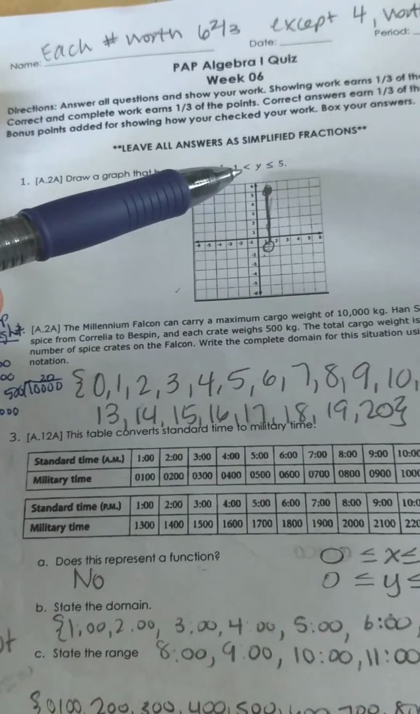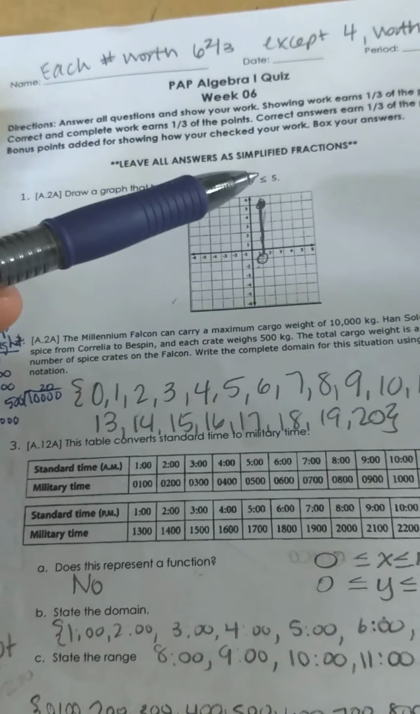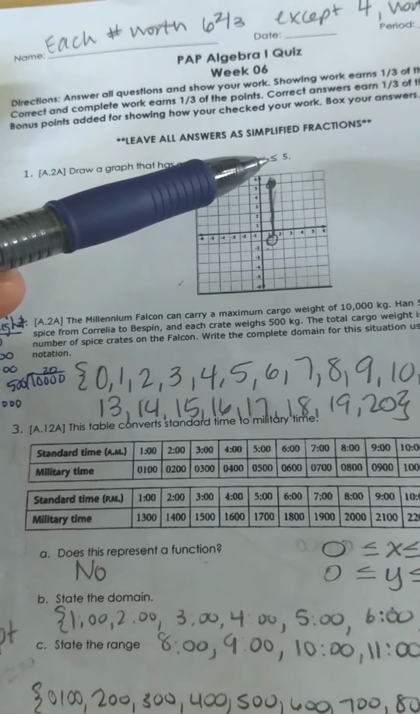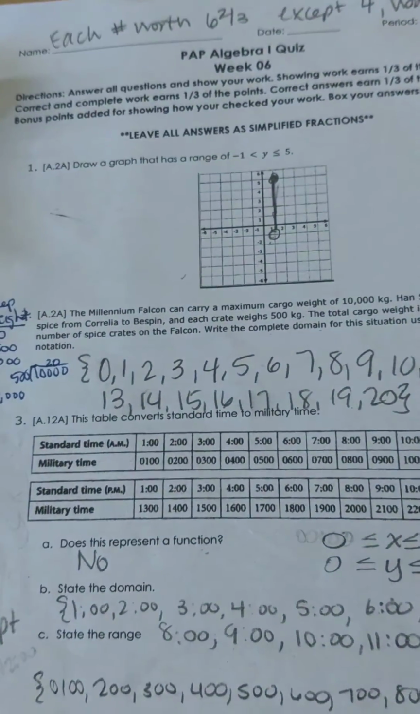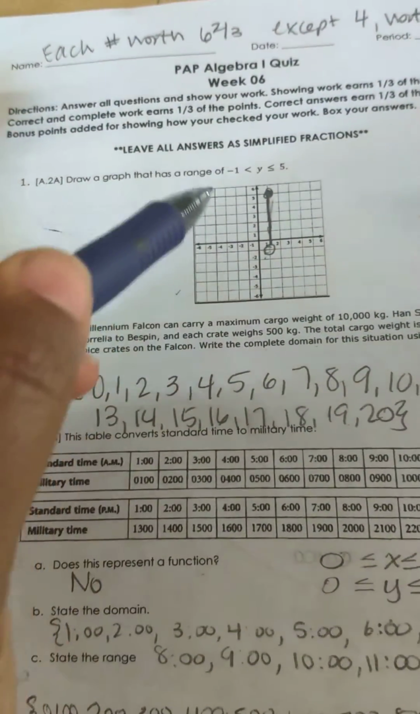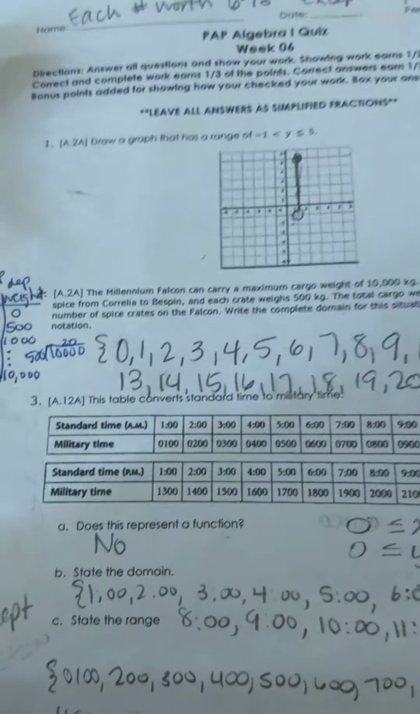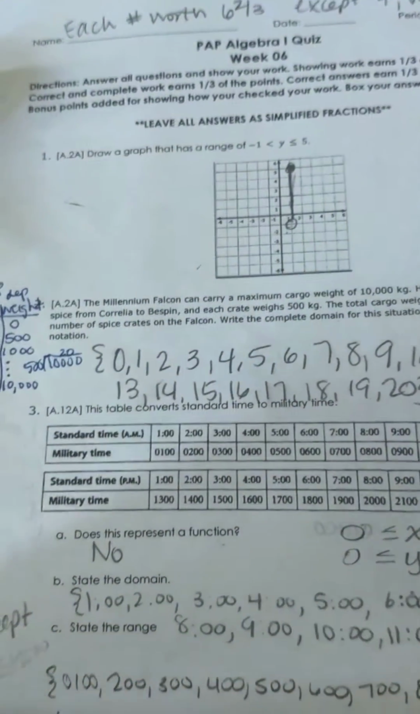This sign does not have a line, so I must draw an open circle. This sign does have a line, so I must have a closed circle. It doesn't really matter what you do in between as long as you go from here to there. Okay, you can go from here to there either way.